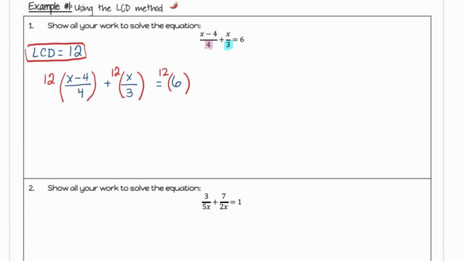So I look at this 12 and I'm dividing it by 4. What is 12 divided by 4? 3. So the 3 stays on top because that 3 is a whole number. I'm going to do it again. I'm looking at this 12 and I'm looking at this 3.